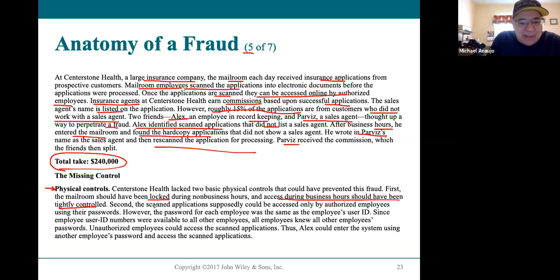Secondly, right, the scanned applications could be accessed only by authorized employees using their password. However, the password for each employee was the same as the ID. So since employee ID numbers were available to everybody in the company, everyone in the company knew the password. Stupid. So that means unauthorized employees could access. So Alex could get in there anytime. Big problem.